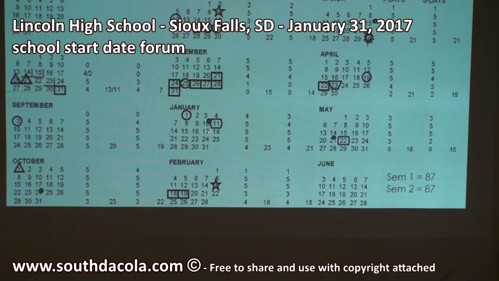It would, though, require coming back after January to be able to get enough days into that first semester. So our first semester would be at 87 days. It would then move graduation back into that next week. The graduation week would be there on the 21st.